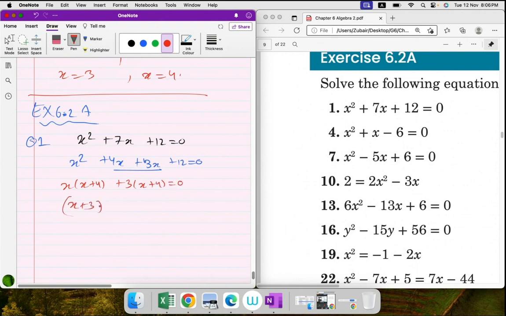(x plus 3) into (x plus 4) equals 0. First factor equals 0, second factor equals 0. x equals minus 3 and x equals minus 4.